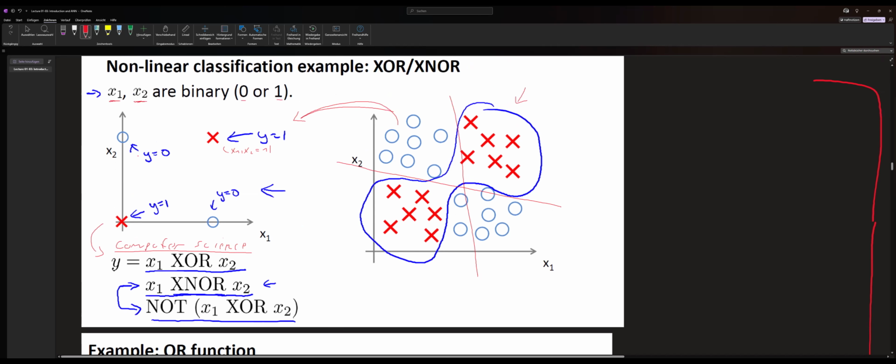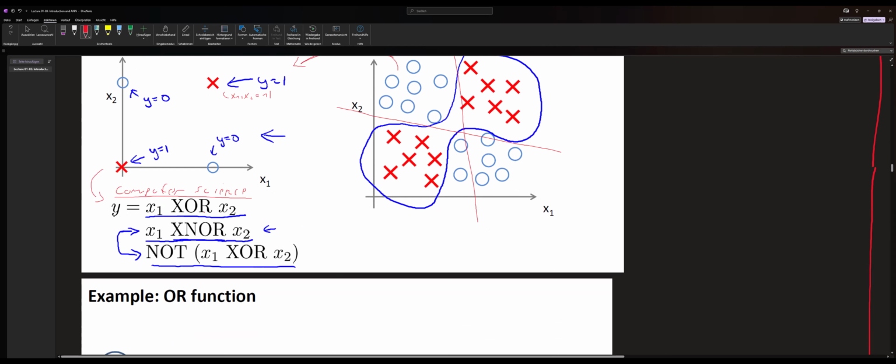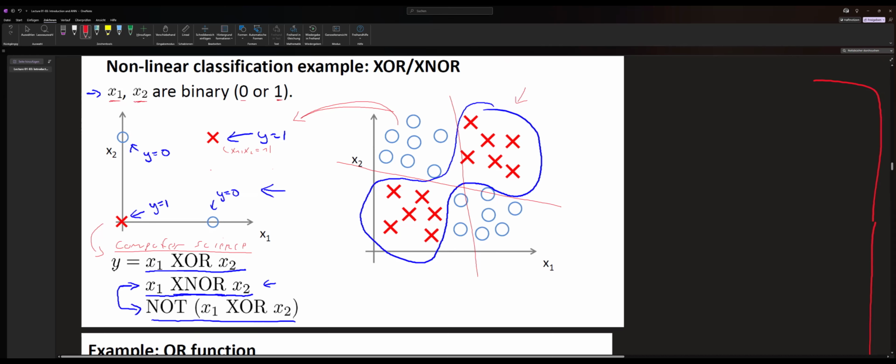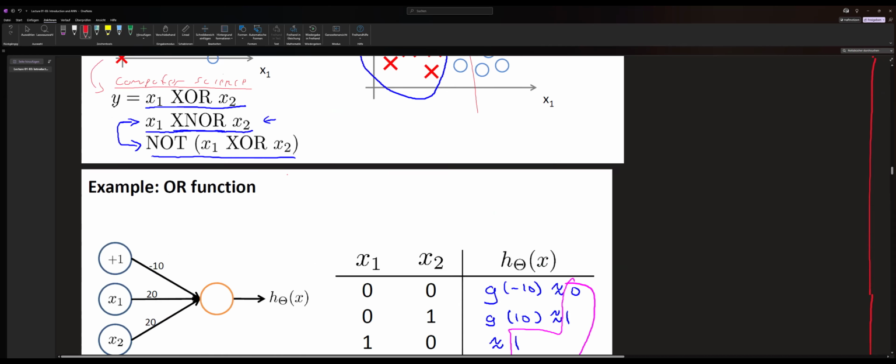Since 0 is false and 1 is true, this actually resembles x1 XNOR x2, right? Like this is a logical operator that we can build with a neural network. And as in a neural network, we're gonna have our neurons be given different tasks. So each neuron has a different task now.